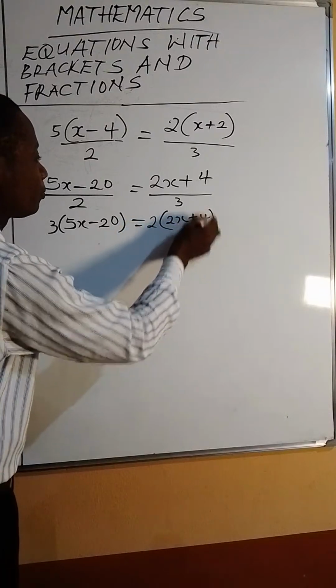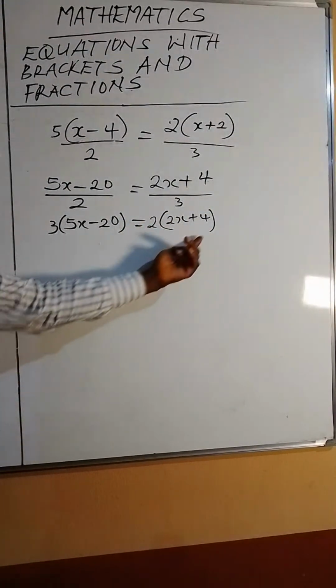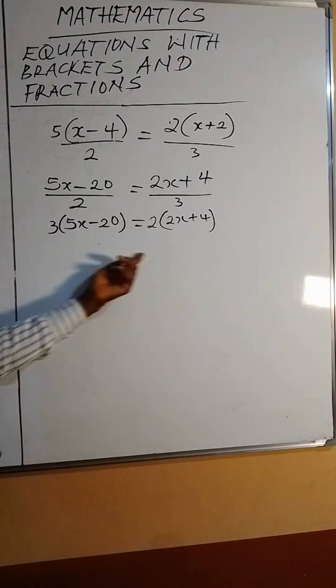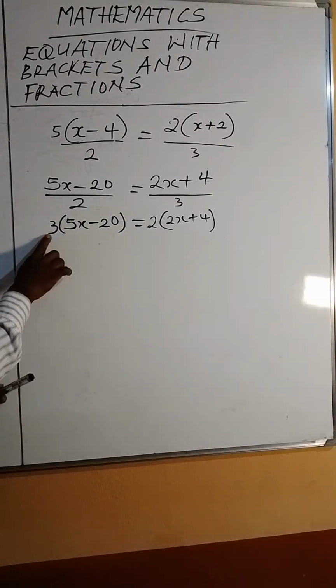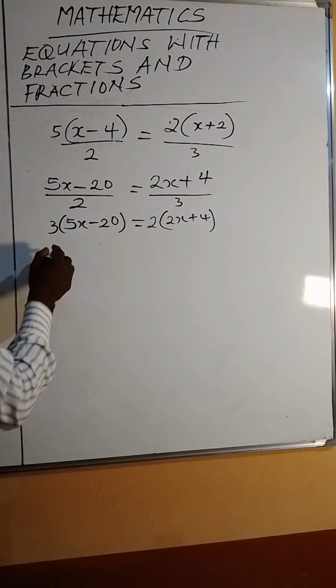2x plus 4. You can see from here we can clear our brackets. So we can clear our bracket here. When we clear our bracket here, we have 3 times 5x. 3 times 5x is 15x.